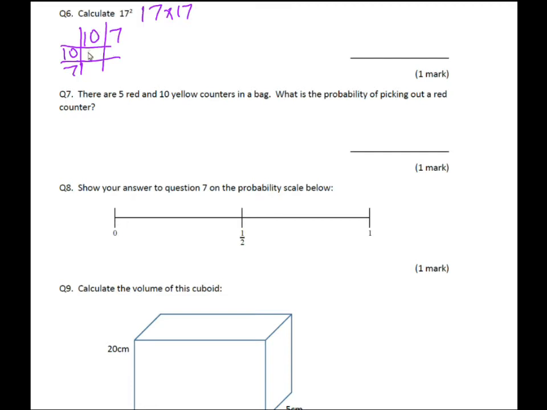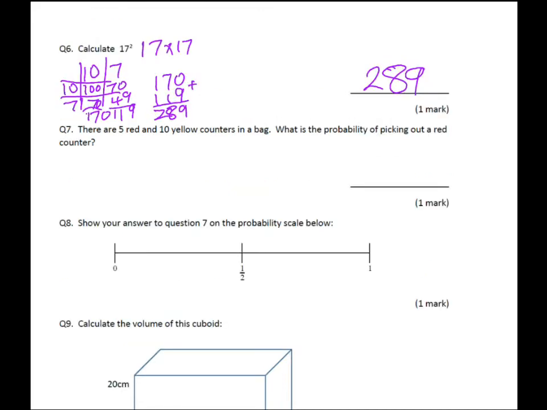So 10 tens are 100, and 10 times 7 is 70. 10 times 7 is 70, and 7 sevens are 49. Add up each of the columns, so we have 170 there, and 119. So 170 plus 119 is 289 on the answer line for 1 mark.